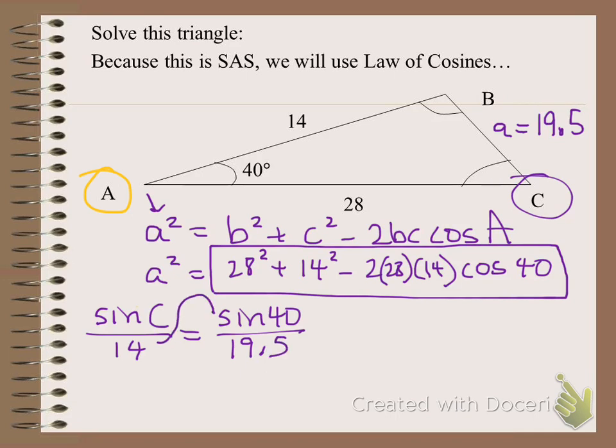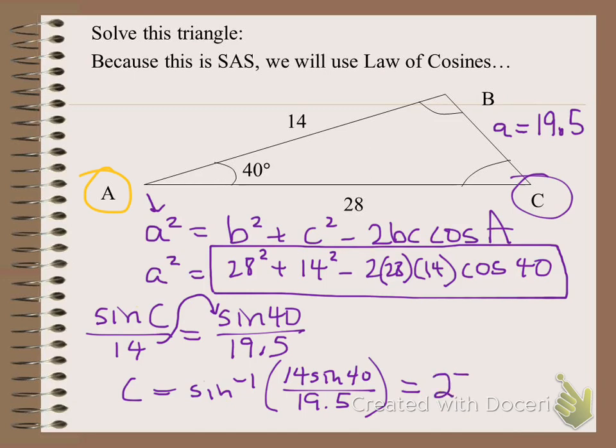Now the 14 is going to move up here, property of proportions, and C is going to be the inverse sine of 14 times the sine of 40 divided by 19.5, which makes C equal to 27.5. Nice round numbers here. So C is 27.5, and that makes sense, right? It's going to be smaller than 40 because it's the opposite side smaller.